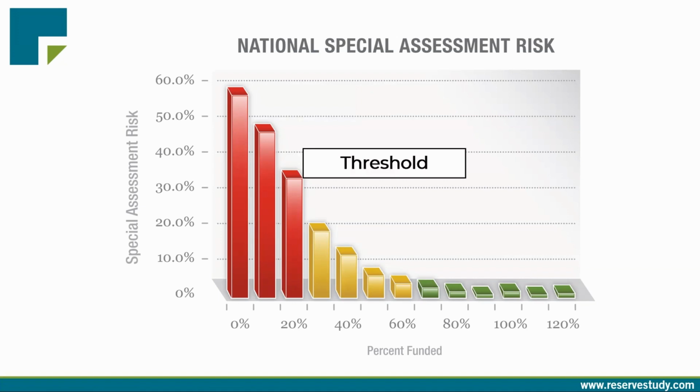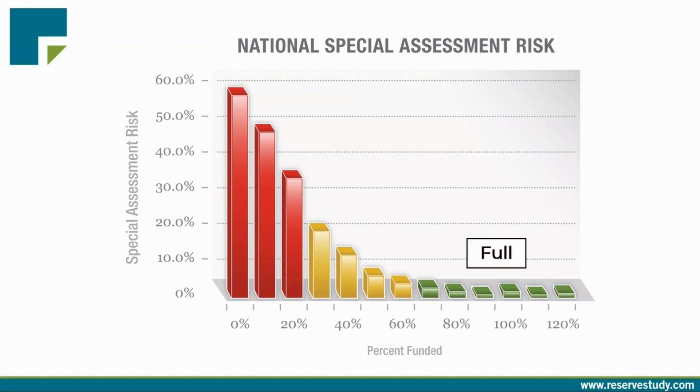Let's say you chose a threshold value of a dollar amount or its equivalent as a percent funded amount. Let's choose 50% funded just to illustrate. That's the yellow range in the middle of this chart. Staying above 50% funded means you'll have a risk of special assessment down around 10%. That's pretty good. Having the additional margin in your reserve fund, a little bit more cash on hand, has significantly dropped your risk of a special assessment.